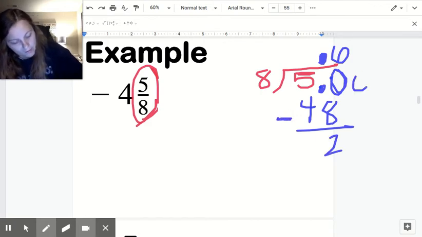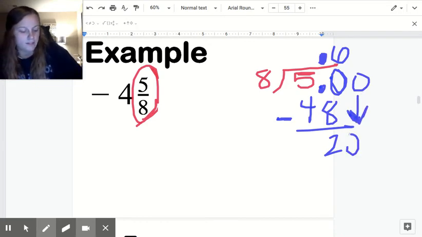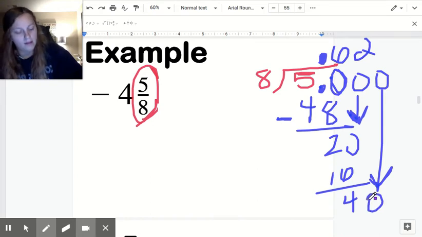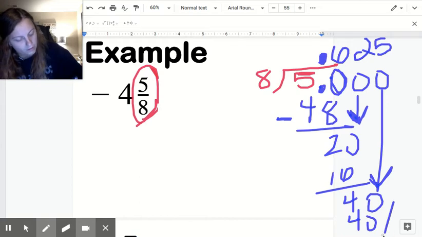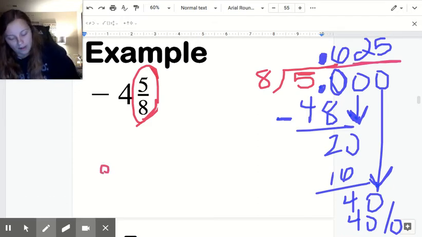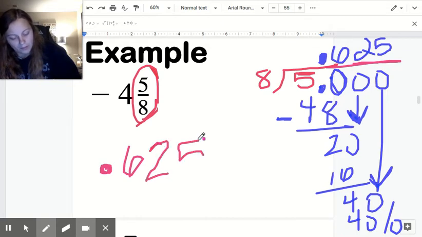Then I add a 0 and I bring it down. 8 fits into 20 2 times, which is 16, with 4 left over. I add a 0, bring it down. 8 fits into 40 5 times, which is 40, with 0 left over. So now I have that digit, 0.625. But that's not my answer for a couple of reasons.